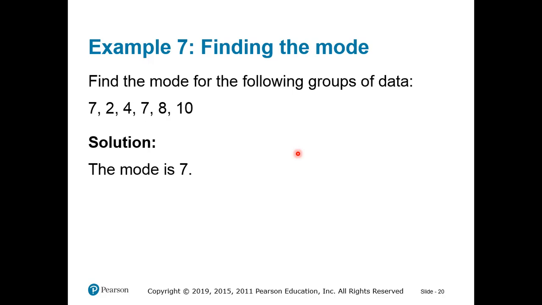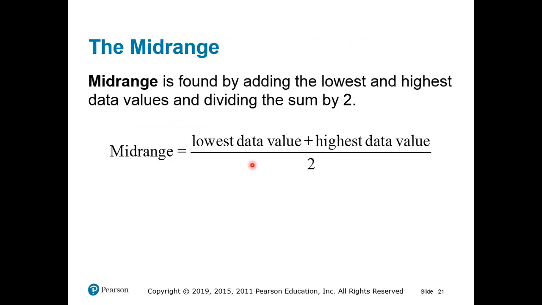So in this data set, what is the mode? Well, in this case, the mode would be 7 because it occurs twice where all the other values occur once.